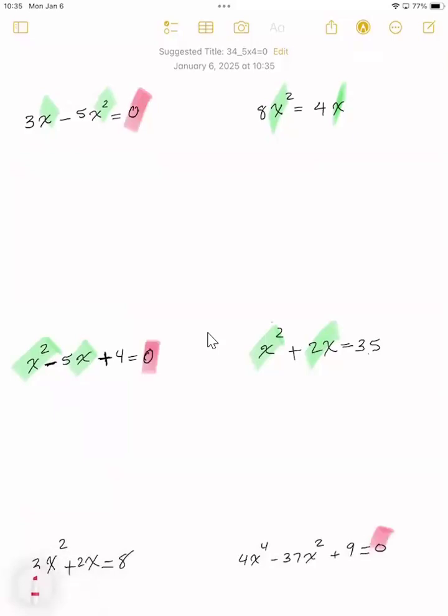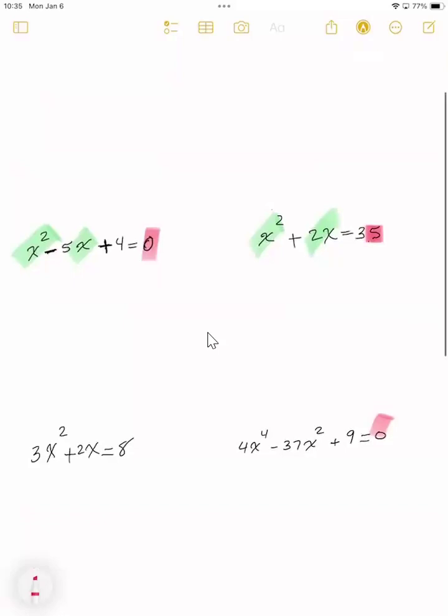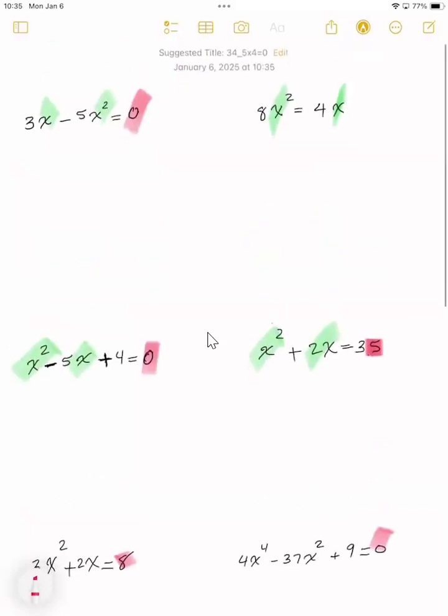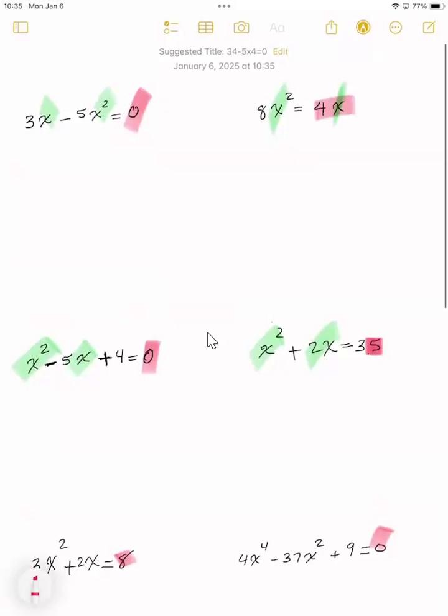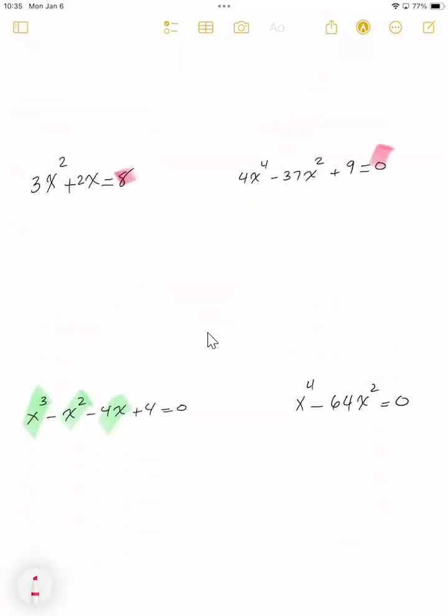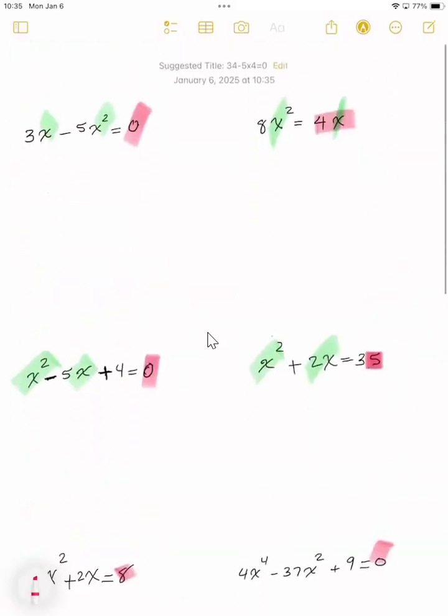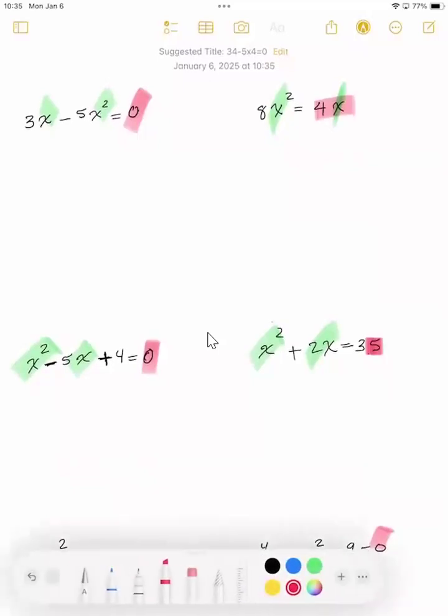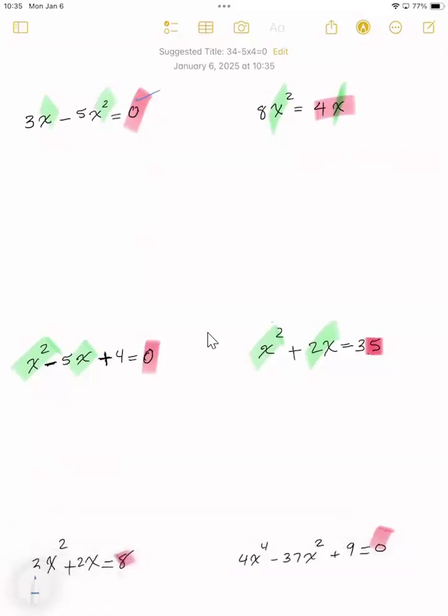Like here, you have a 0. But in this problem, you don't have a 0. Here, you don't have a 0. And this one doesn't have a 0. And this one is good, and this one is good. But there are a couple of equations that do not have a 0. So if you have more than one x term, you must have 0 on one side. So this one does have its 0.